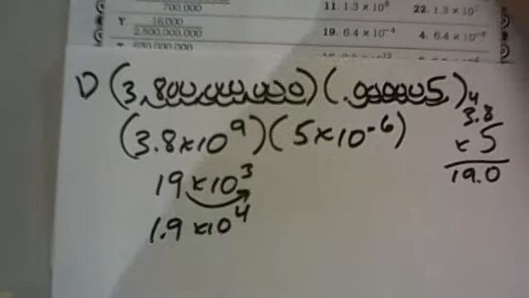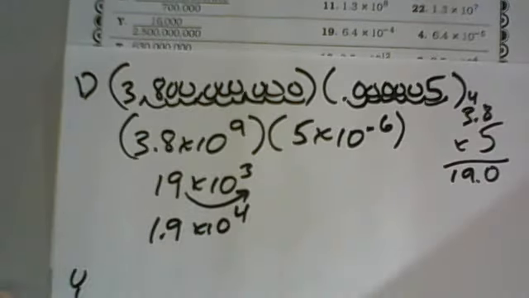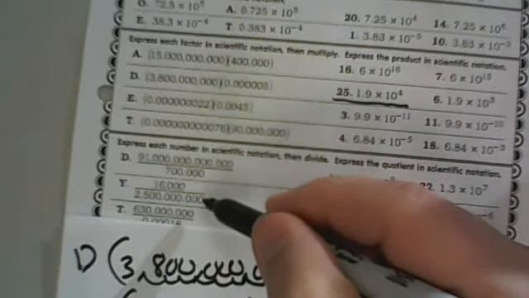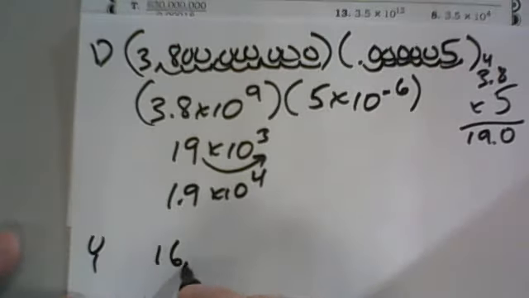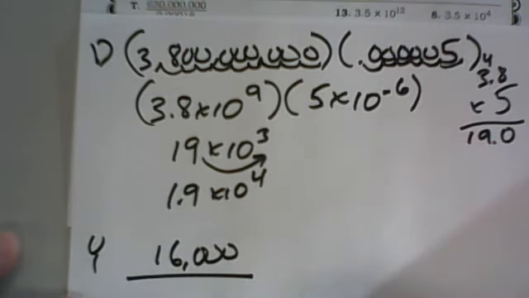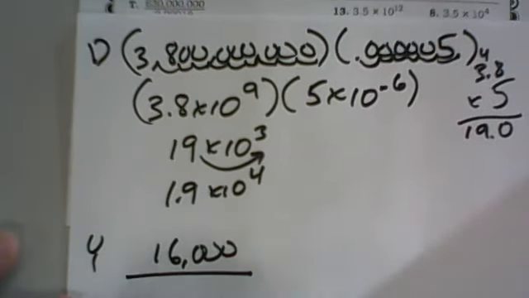So let's do another one. In the next set of problems, I'm going to choose letter Y in the fourth set of problems, I guess, where you're dividing, and it looks something like this. We have 16,000 divided by 2,500,000,000, which looks something like that.